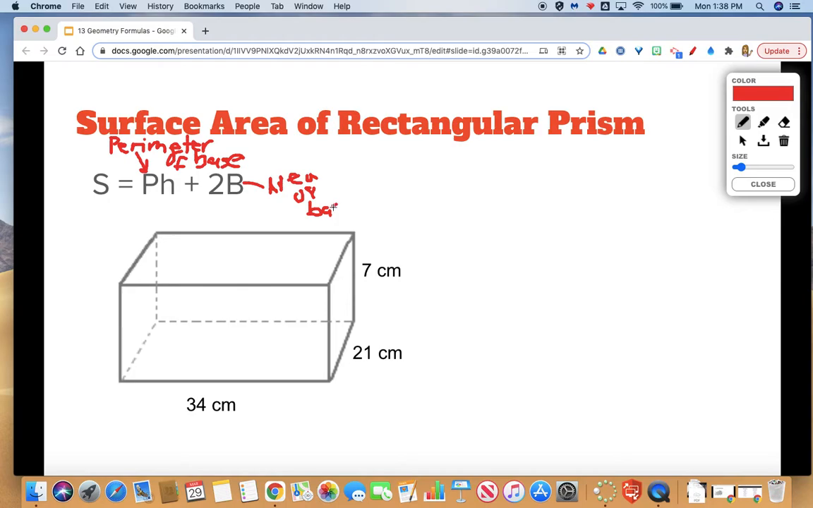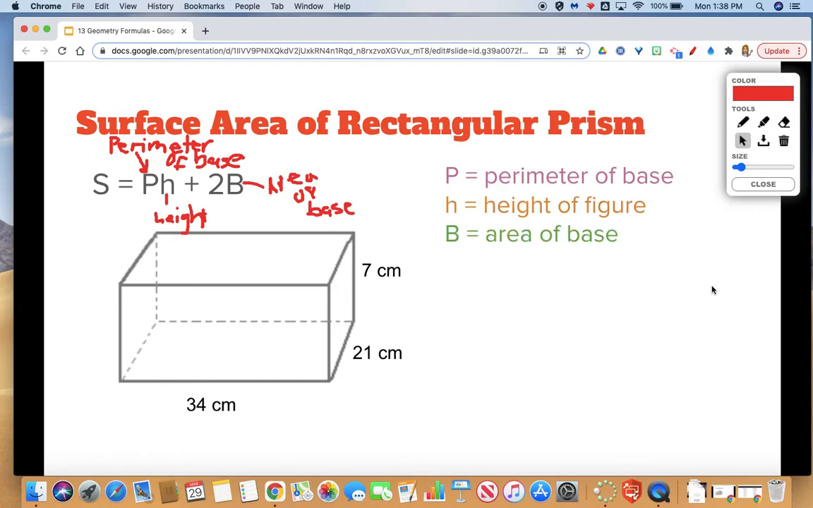And this is just height of the figure. So let's look at what we mean by that. P equals perimeter of base, H equals height of figure, capital B means area of base. So when we have a capital letter, it's talking about the base.